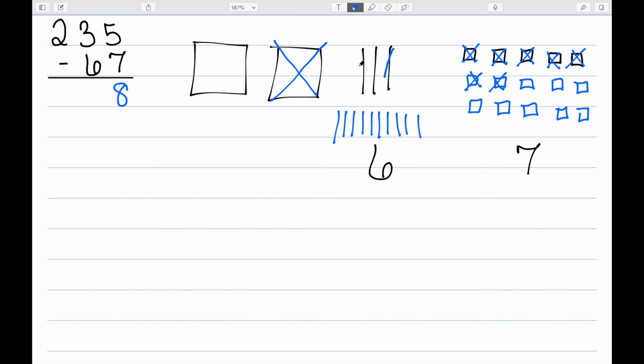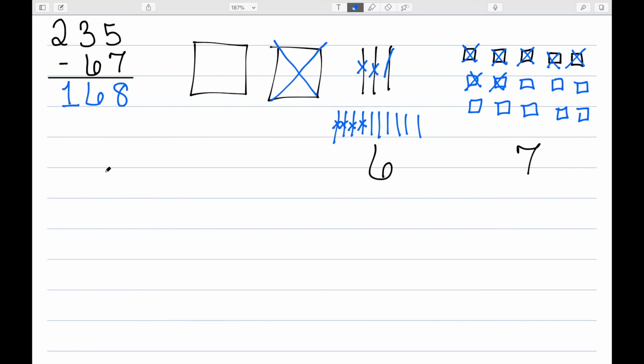And now we can remove 6. 1, 2, 3, 4, 5, 6. We're left with 1, 2, 3, 4, 5, 6. And I only have one 100 block left, so my answer would be 168.